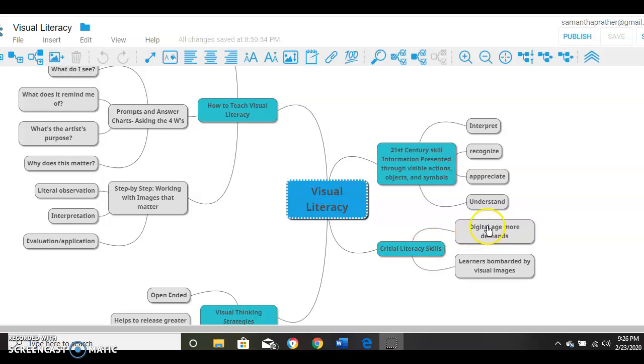The digital age has more demands, and learners are bombarded by visual images. Students spend tons of time out on the internet, and we need to help students develop filters to detect bias, so that they can be the judge on their own when looking at images out there on the internet.